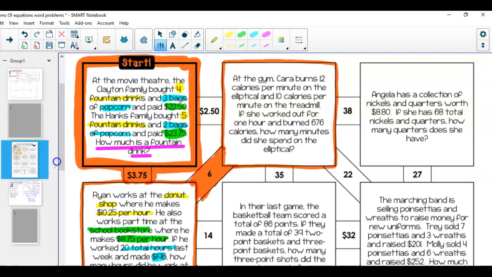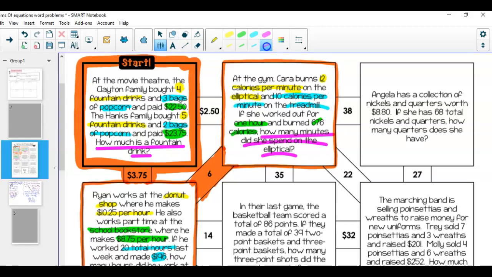For our next example, at the gym, Kara burns 12 calories per minute on the elliptical, and then 10 calories per minute on the treadmill. If she worked out for 1 hour and burned 676 calories, how many minutes did she spend on the elliptical?